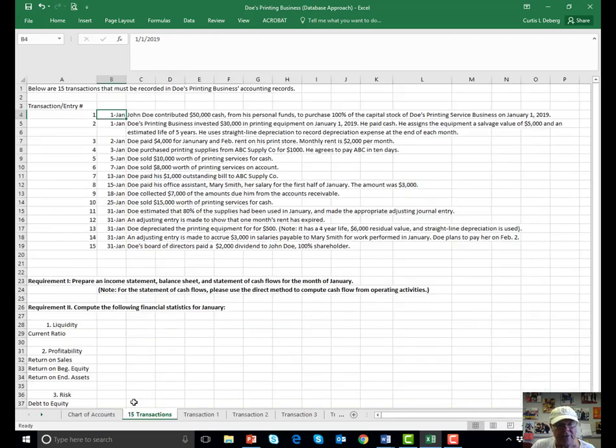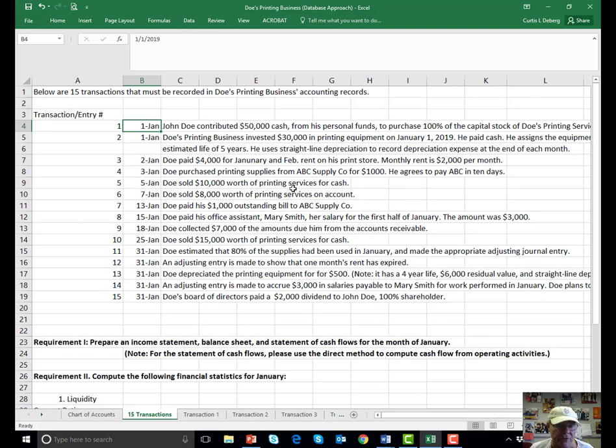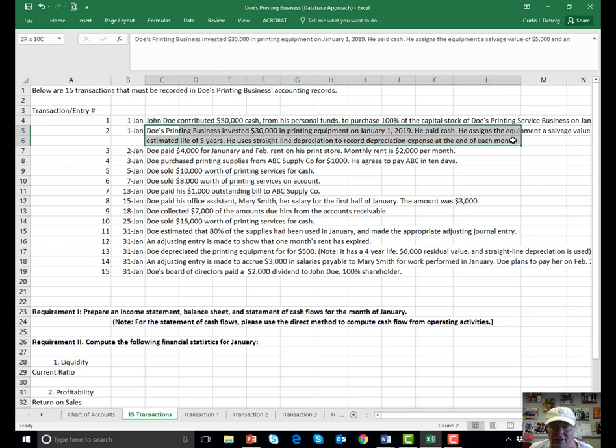So let's look at the transactions here. John Doe owns and is going to start Doe's printing business. And he contributes how much? He contributes $50,000 cash on January 1 to start Doe's printing service. And in his second transaction, he invests $30,000 in cash by buying some equipment.